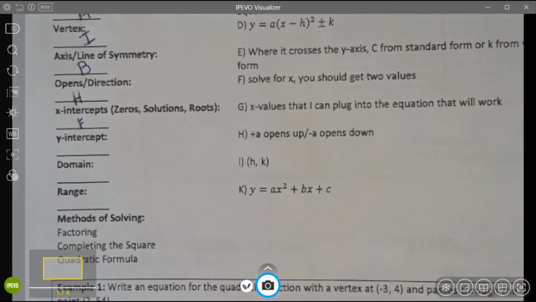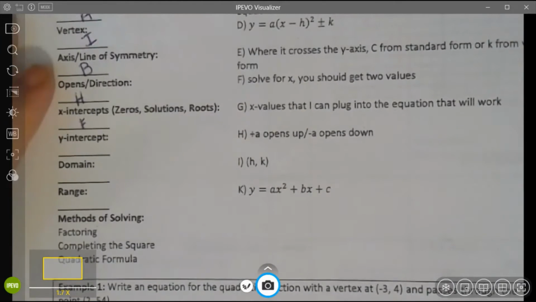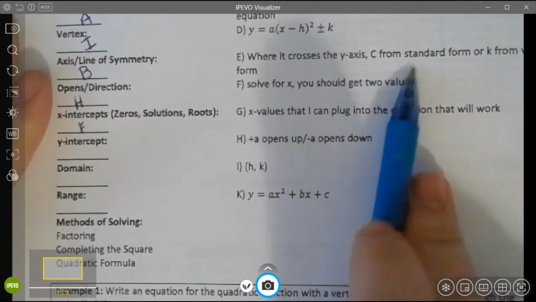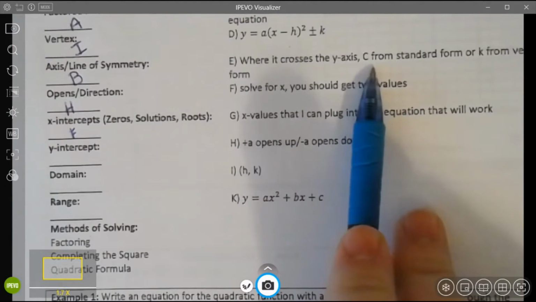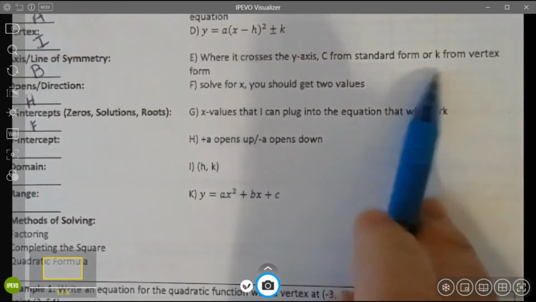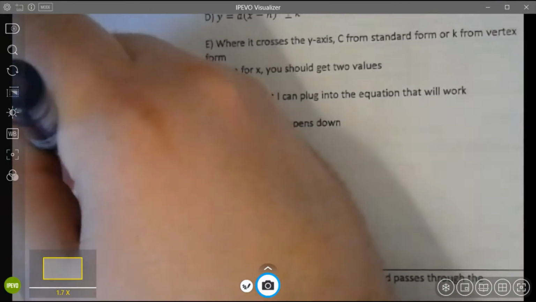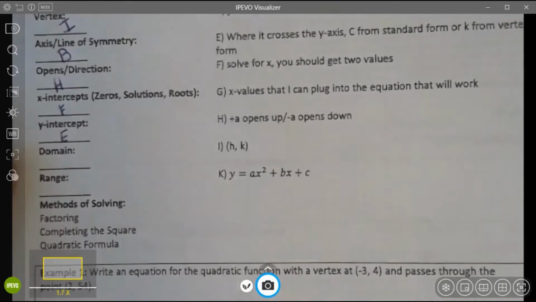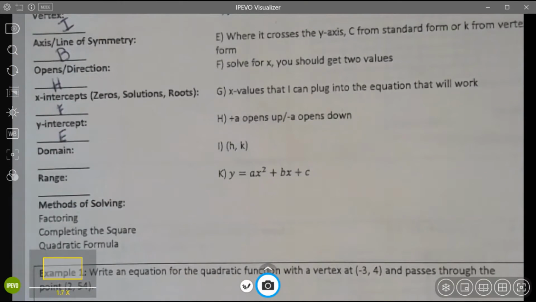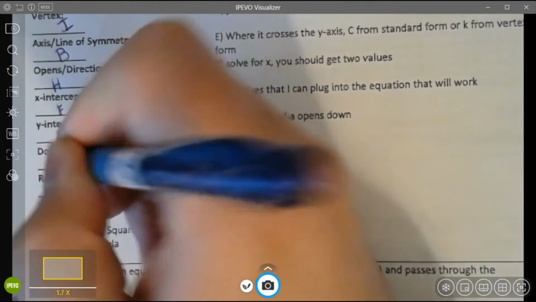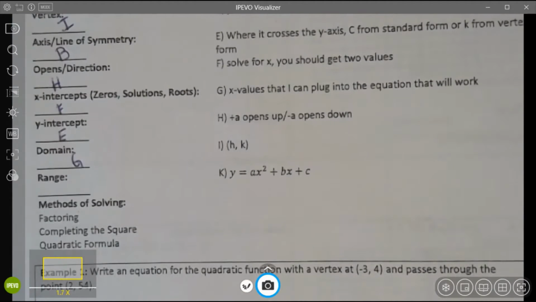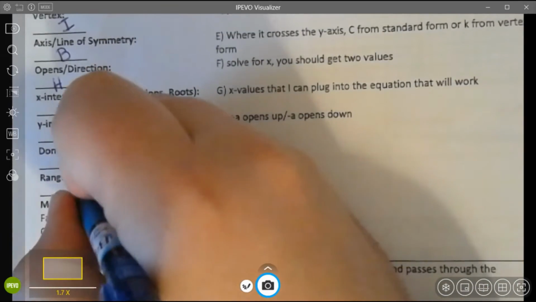The y-intercept, that is where the graph touches the y-axis. In standard form, it says it's the letter c, or in vertex form, it's the letter k. So the y-intercept is choice E. That's just where the graph crosses the y-axis. And domain and range, we've worked a lot with domain and range. The domain has to do with the x values that you can plug in, so that's choice G. And the range has to do with the y values that come out when you plug in those x values. So this is choice C.